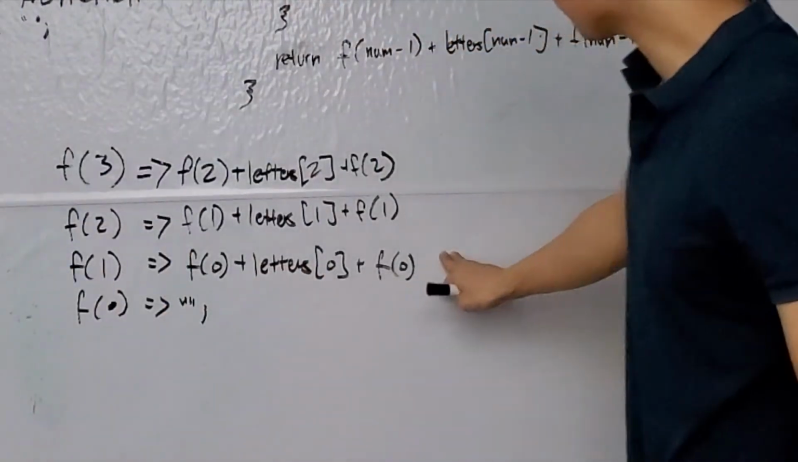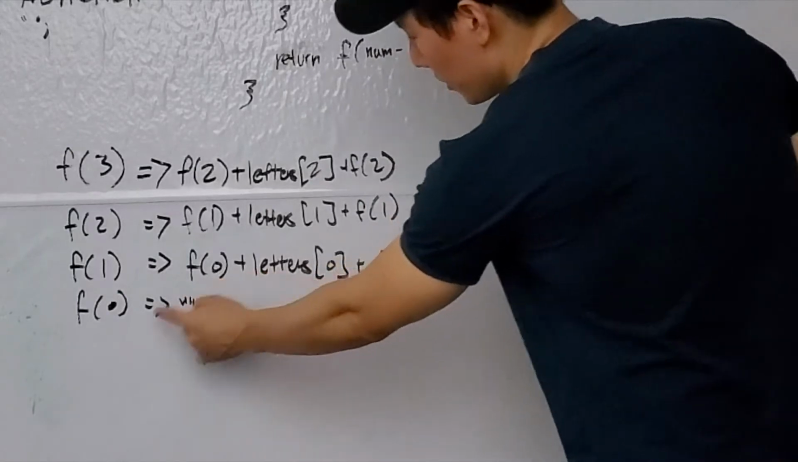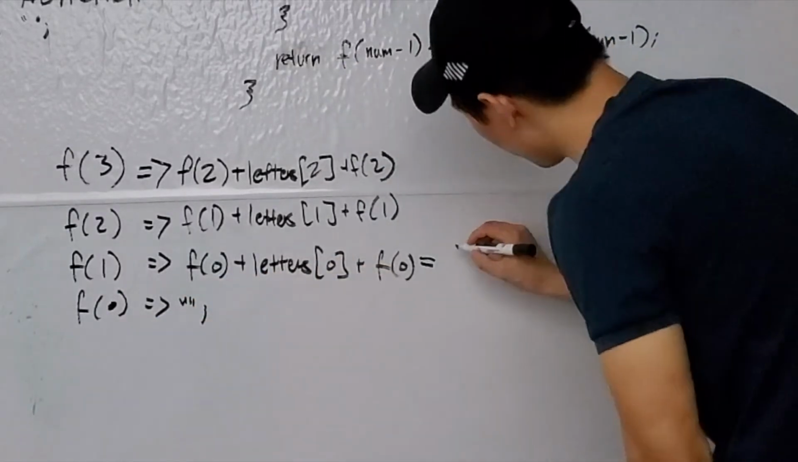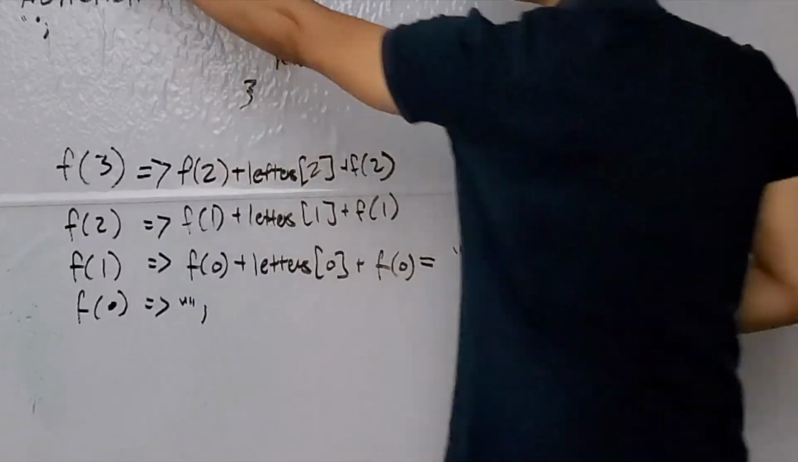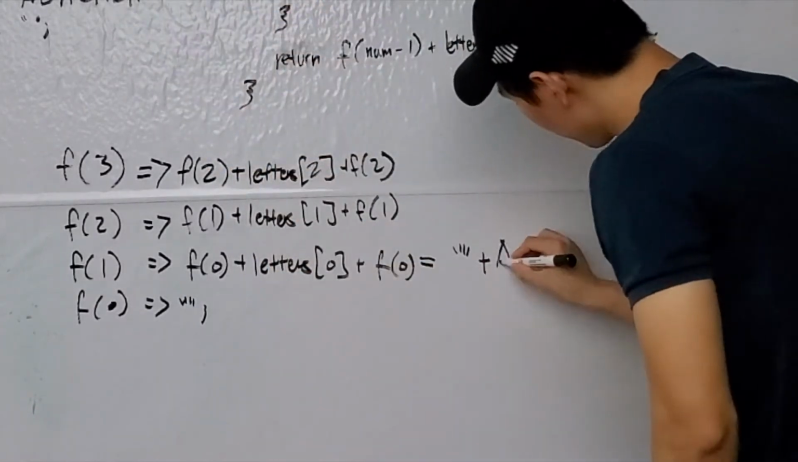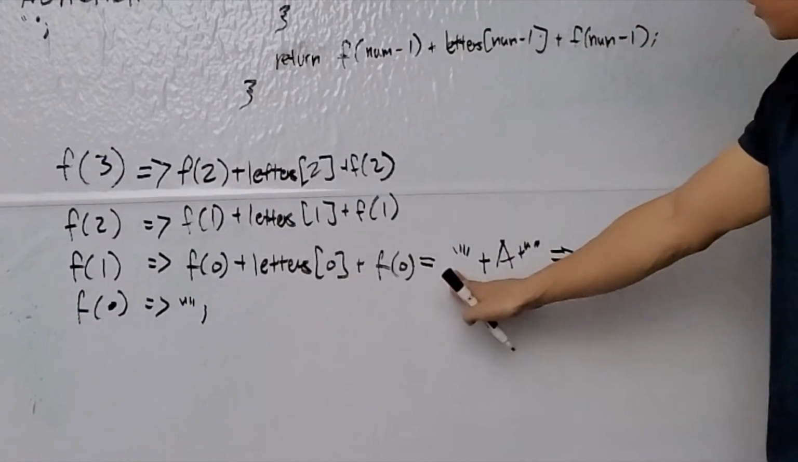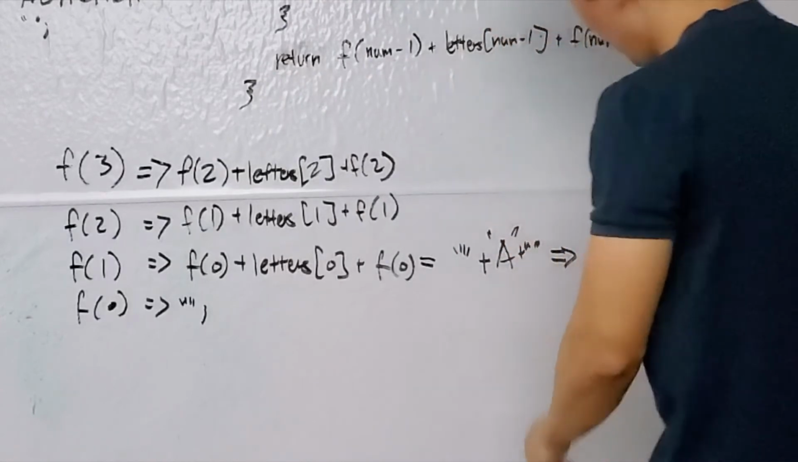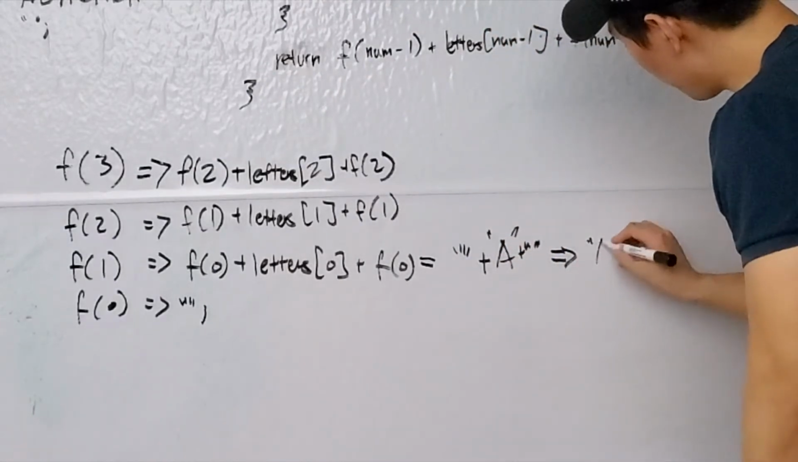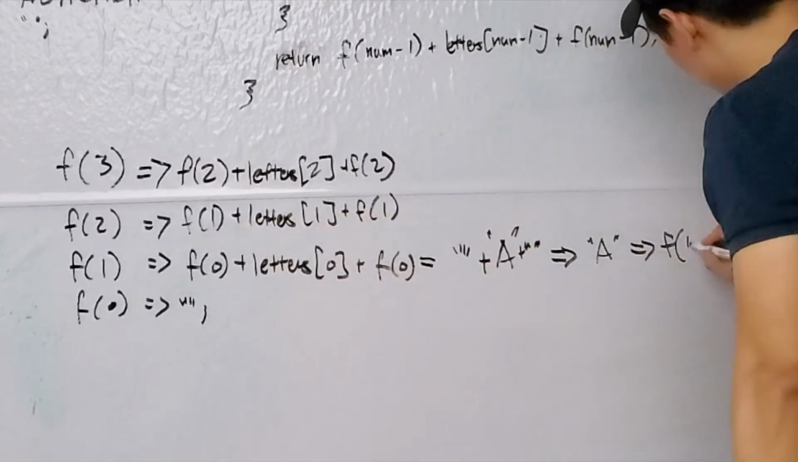Okay, and so now we can start building this out. What does this actually equal? Well, f of 0, we determined that it's an empty string, and so that's an empty string plus letters of 0, which is a. And so that's an empty string plus, and we're going to say that those are strings, plus that. And so this ends up being a, which was f of 1.